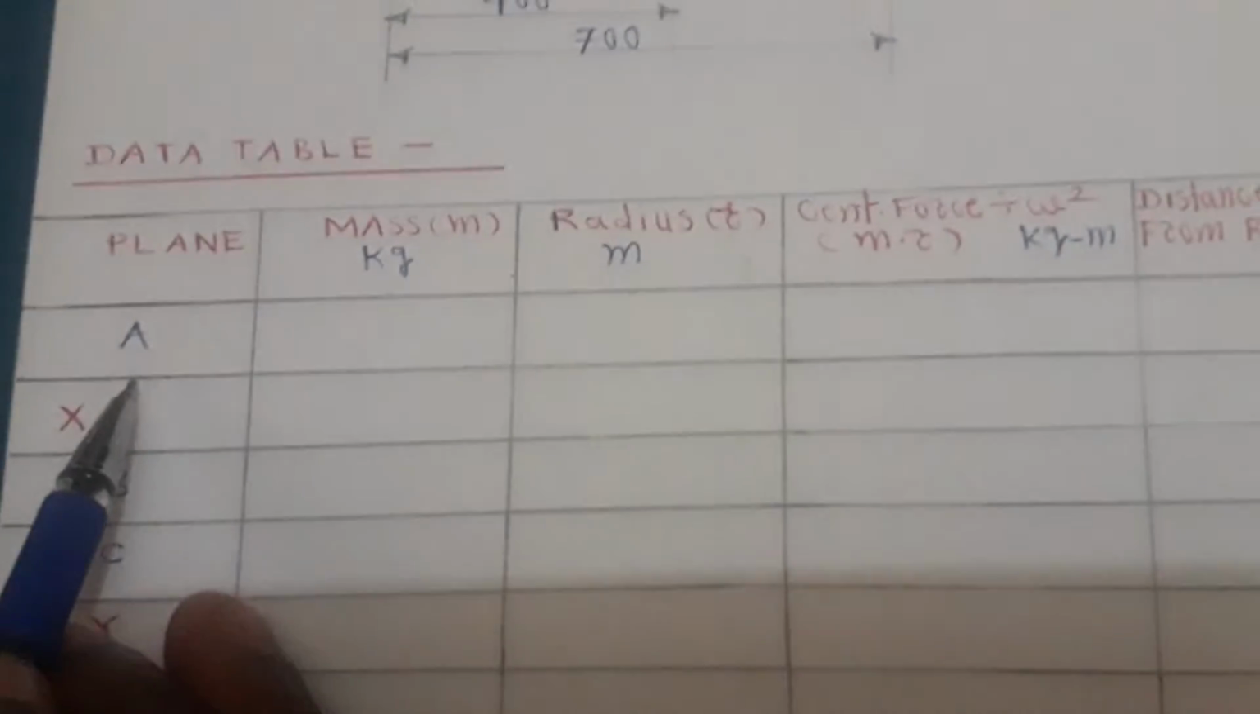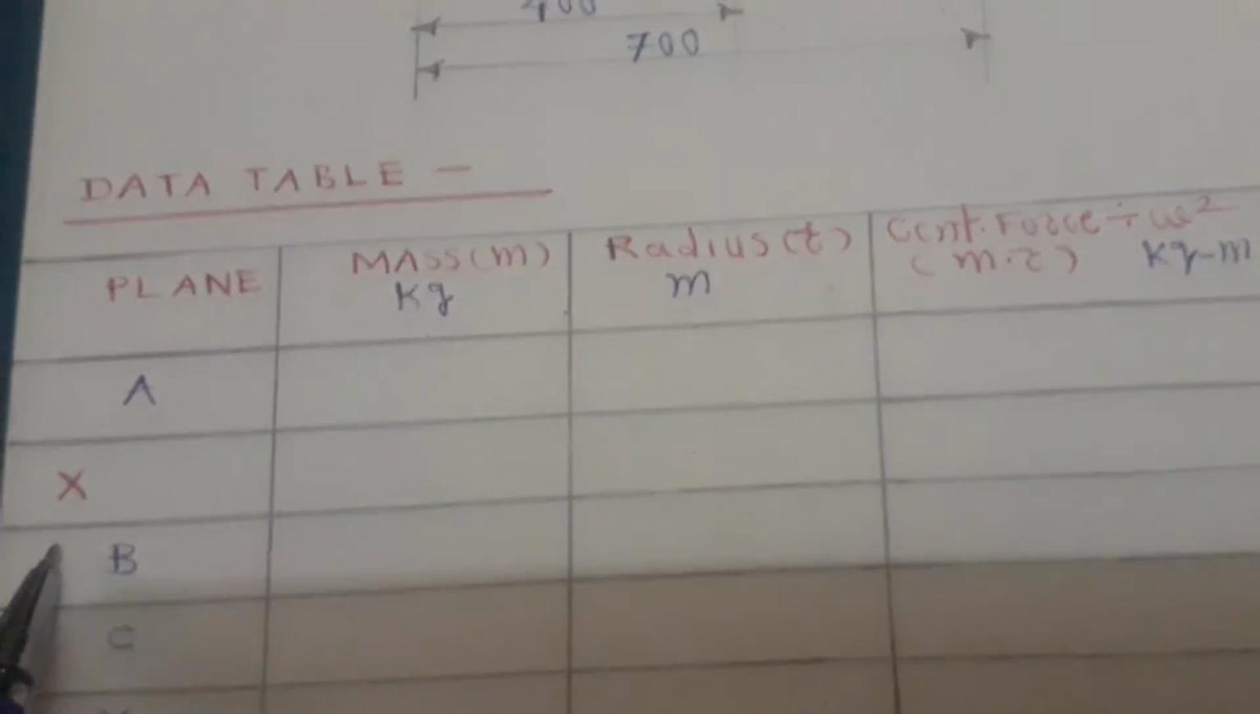for all these particular planes, that is for the planes A, X, B, C, Y and D. For each plane we have to consider the masses as well as the radius at which these particular masses are placed.